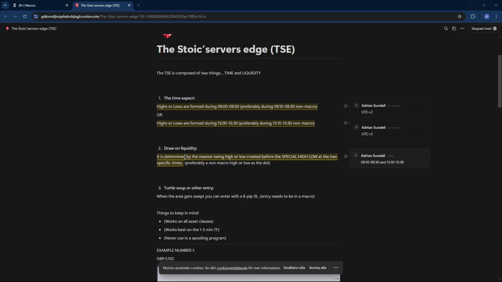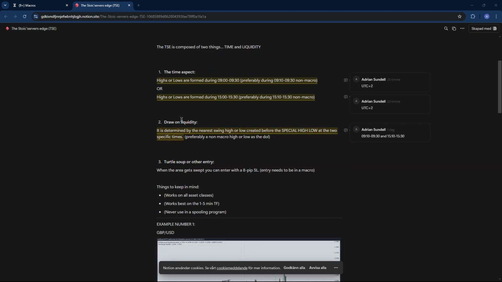Anyways, what we're going to use as the drawn liquidity is the nearest swing low to the high which gets formed at 15 to 15:30 or 9 to 9:30. This is UTC plus 2, like I've written here. So we're going to use the swing low which created the high at those two specific Fedwire injection times. Here you have the drawn liquidity, which is going to be a major partial.